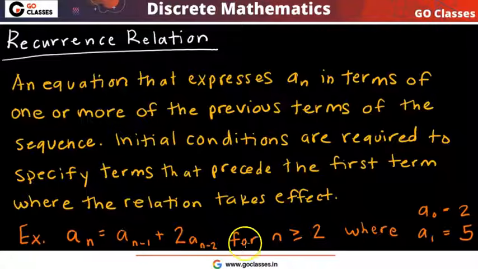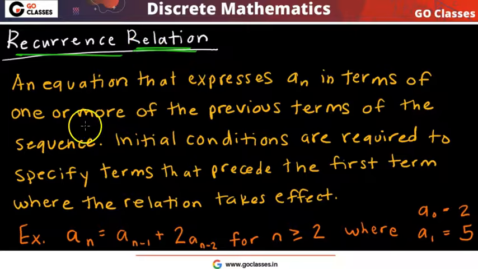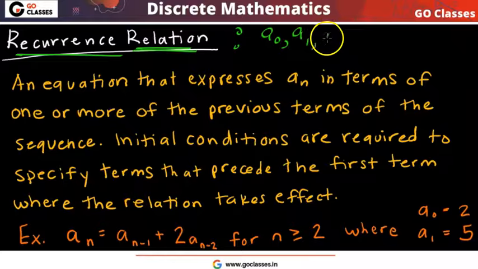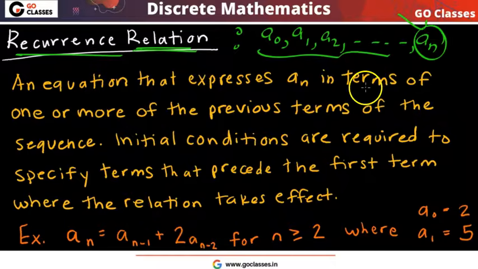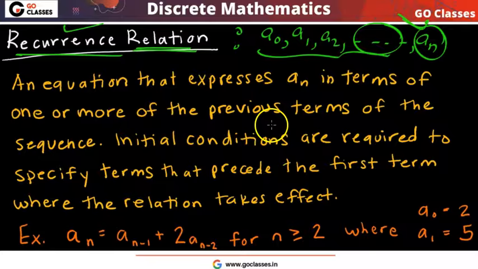So finally, what is the conclusion? The final conclusion is this: a recurrence relation is basically for any sequence. Whatever sequence you have, a recurrence relation is just a way of representing the term an in terms of previous terms.